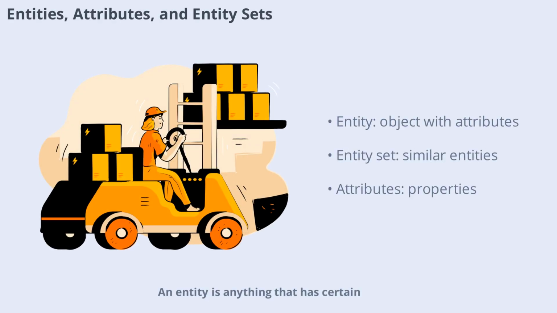Entity is anything that has certain attributes or properties which can be assigned values. For instance, an employee is an entity and their attributes might include name, age, and social security number. When multiple entities share similar attributes, they form an entity set. Each attribute has a range of possible values, and when data is given meaning through these attributes, it becomes information.